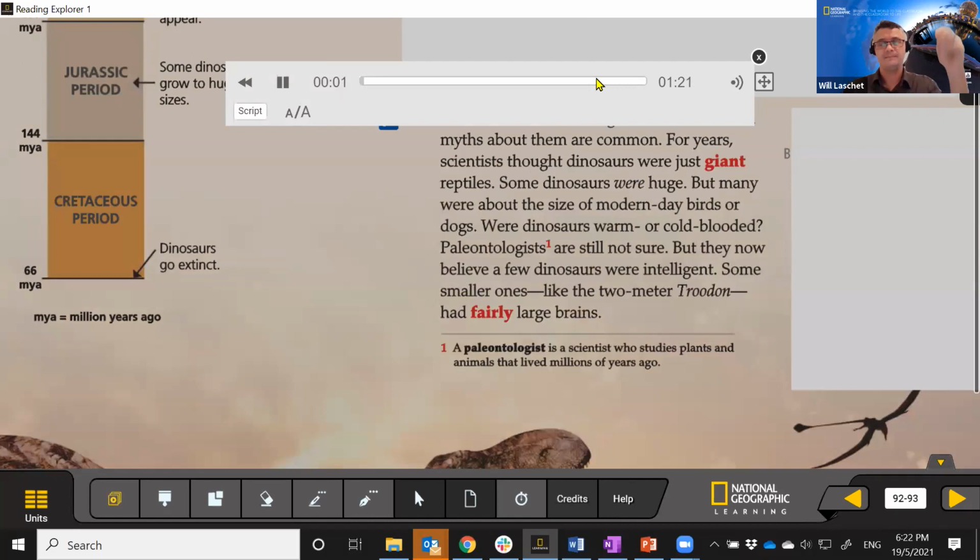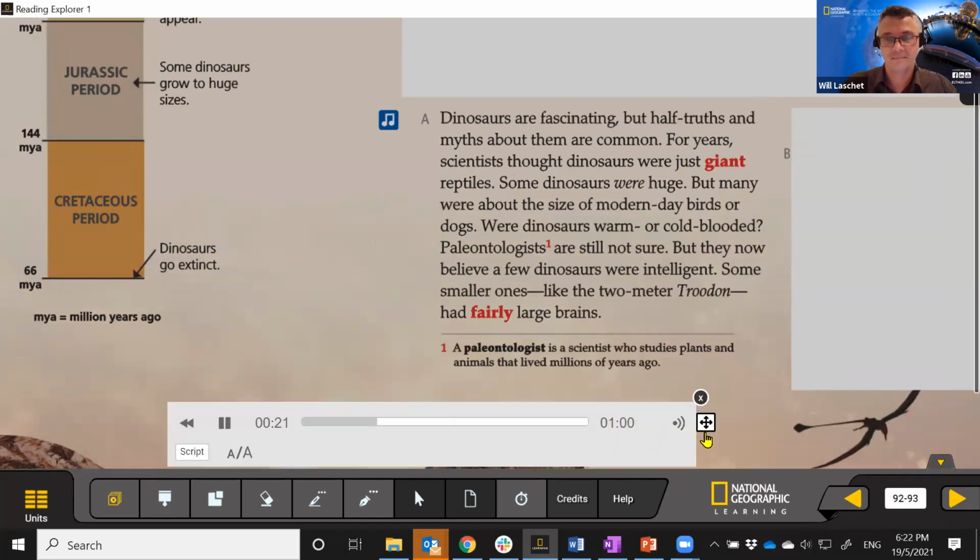Track 13, Reading, 7A, The Truth About Dinosaurs. Dinosaurs are fascinating, but half-truths and myths about them are common. For years, scientists thought dinosaurs were just giant reptiles. Some dinosaurs were huge, but many were about the size of modern-day birds or dogs. Were dinosaurs warm or cold-blooded? Paleontologists are still not sure, but they now believe a few dinosaurs were intelligent. Some smaller ones, like the 2-meter troodon, had fairly large brains.